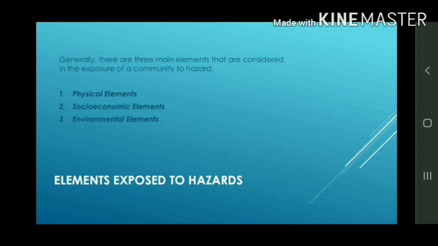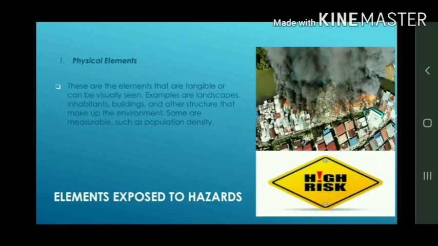So, disaster is a phenomenon that can cause damage in physical elements. These are the elements that are tangible or can be visually seen. Examples are landscapes, inhabitants, buildings, and other structures that make up the environment. Some are measurable, such as population density.